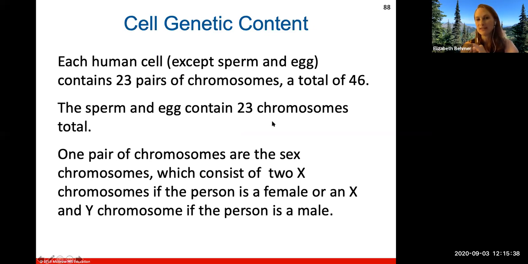All of your human cells, except sperm and egg, contain 23 pairs of chromosomes for a total of 46. The sperm and egg will contain 23 chromosomes total, because the goal is for the sperm and the egg to join together to form a new zygote or fetus that would contain those 46 chromosomes. One pair of chromosomes are the sex chromosomes, which consist of two X's if the person is female, or an XY if the person is male.